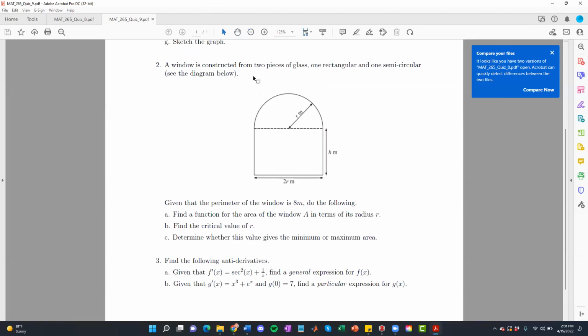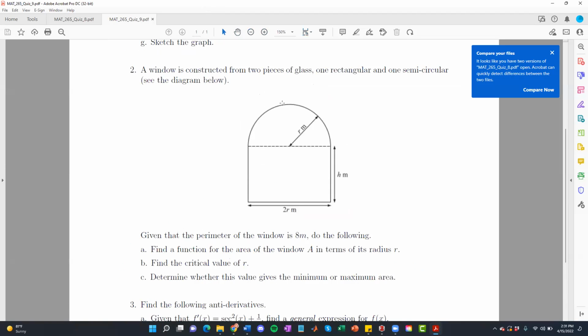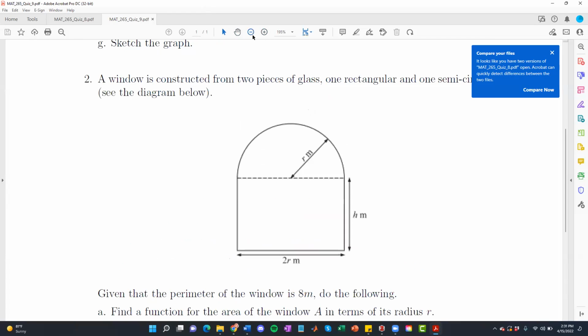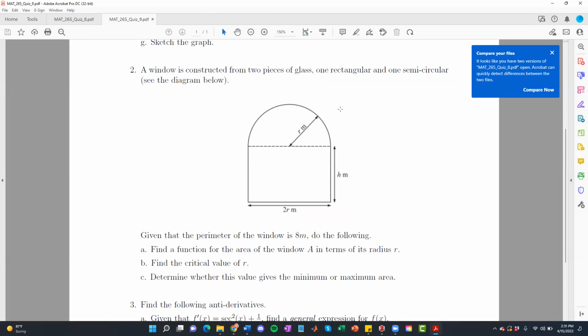All right, so a lot of people who turned this in had some trouble with it. But even if you nailed it, I think this is a good one to talk about. So I'm building a window out of two pieces of glass, and I'm going to attach them together at that dashed line. So basically, what's the first thing we have to do? Find the function for the area of the window A in terms of its radius R.